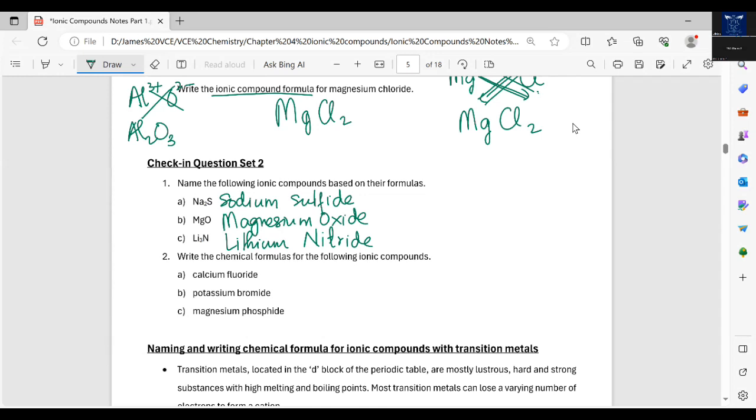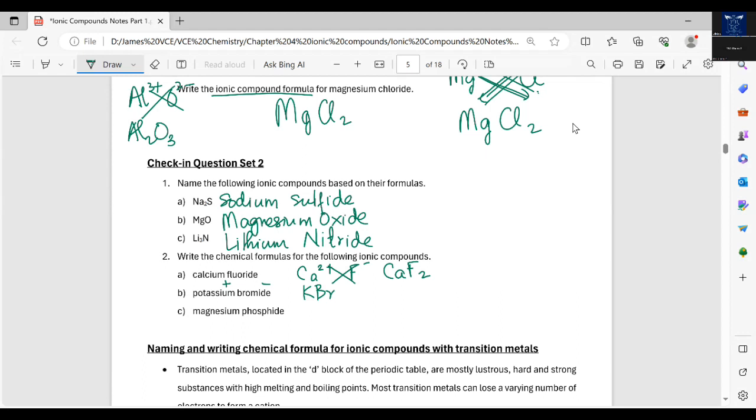Write the chemical formula for the following ionic compounds. Calcium fluoride: calcium is Ca2 plus, fluorine is F minus. When they cross, you will get CaF2. Potassium bromide: this one is 1 plus, this is 1 minus, so it's just KBr.